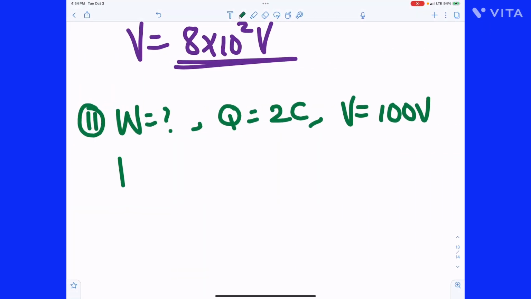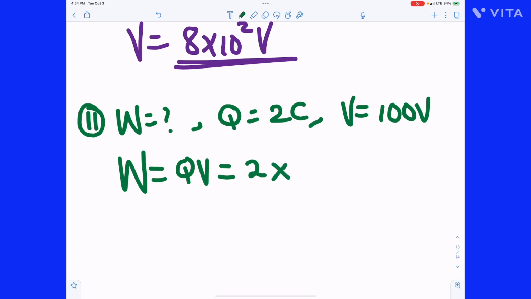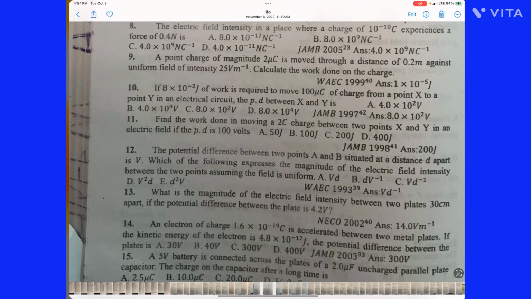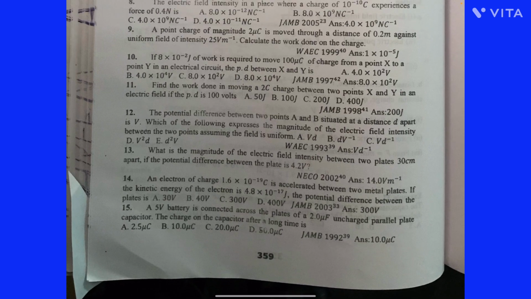In this kind of question, the work done is QV. Work done is given by QV. Q is the quantity of charge, V is the voltage. That's 2 times 100. So the work done is 200 joules. Some of these questions are simple. Just get familiar with the topic and you will always earn a lot of marks from questions on it.